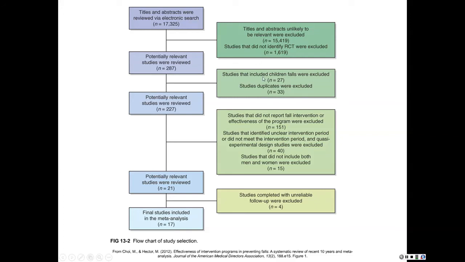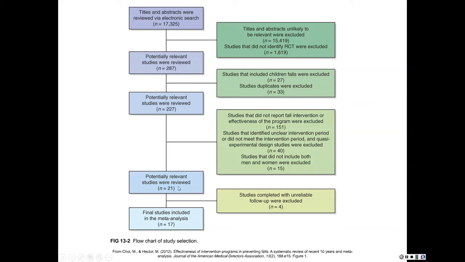Studies that included children falls were excluded. Study duplicates were excluded. Potentially relevant studies were reviewed, 227. And you see how they're culling it, right? They're trying to remove studies that are not focused on their question. Studies that did not report fall intervention or effectiveness of the program were excluded. Studies that identified unclear intervention period or did not meet the intervention period and quasi-experimental designs were excluded. That was another 40. Studies that did not include both men and women were excluded. That removed 15.